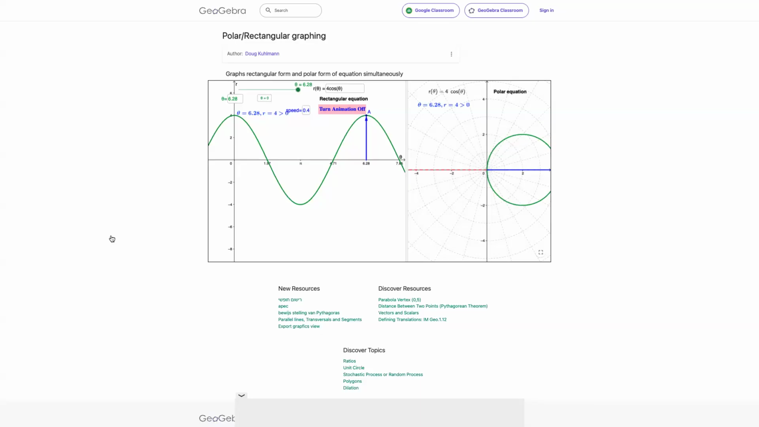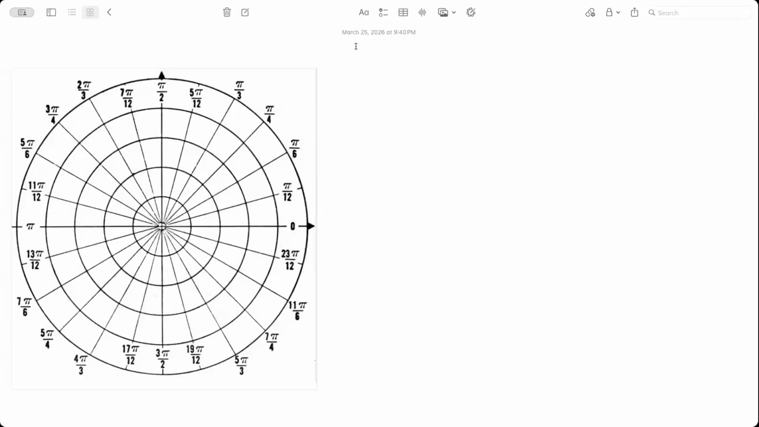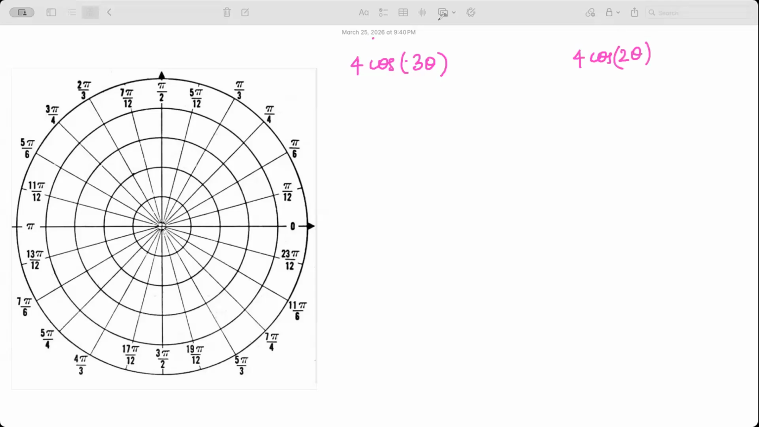I want to come to the notes piece. It's here. Okay. So first let's do 4 cos 3 theta and 4 cos 2 theta. Things are going to be different. We are going to have roses. This graph set is going to be a set of roses.